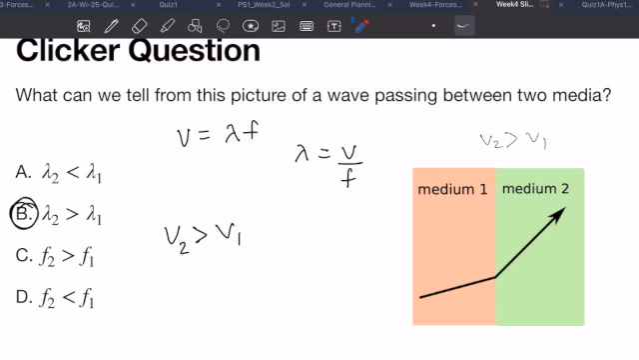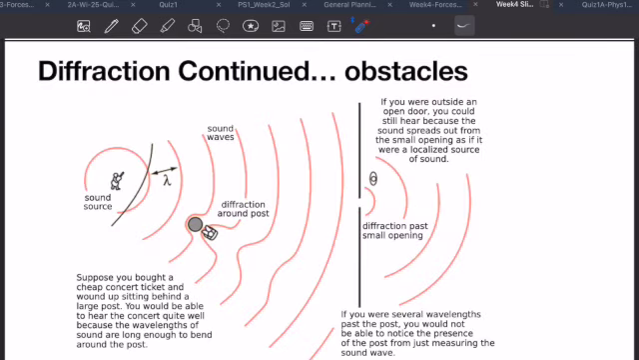Okay, the last part of this lecture video is talking about diffraction. We'll actually pick this up in class on Thursday.